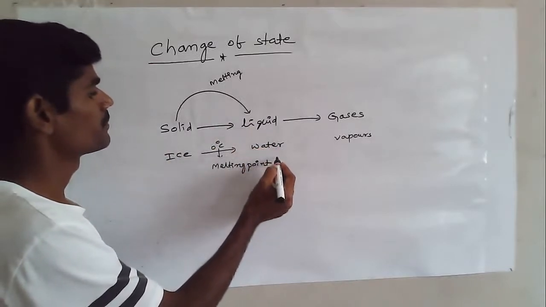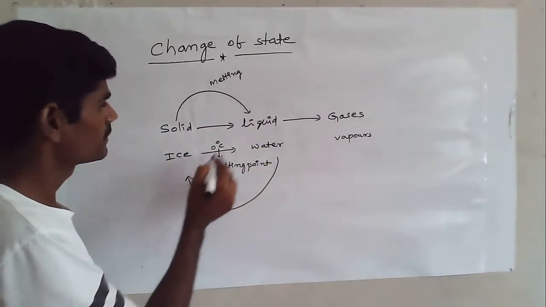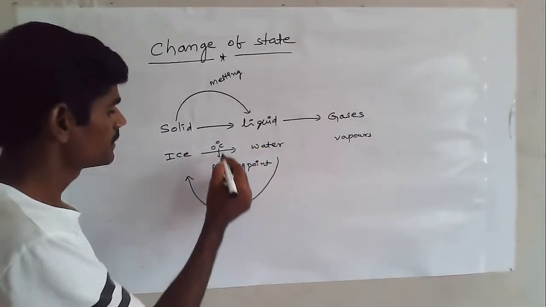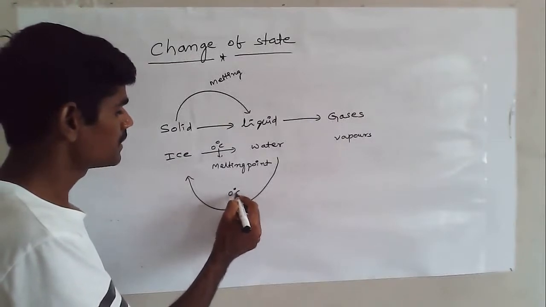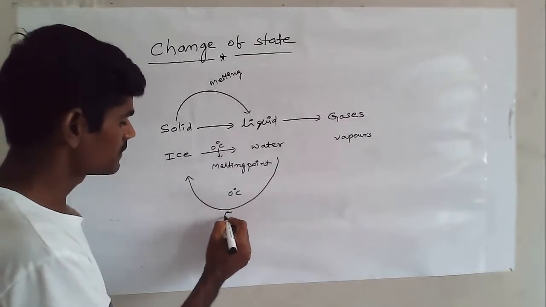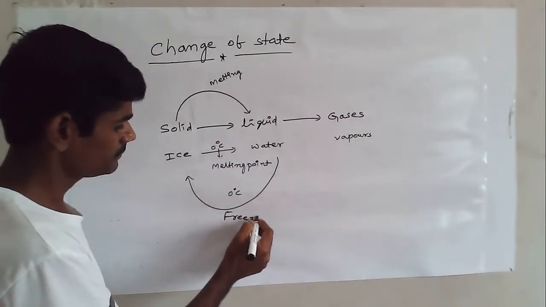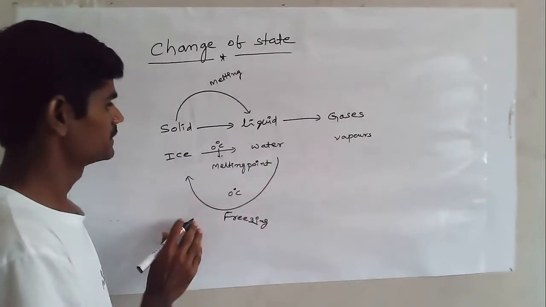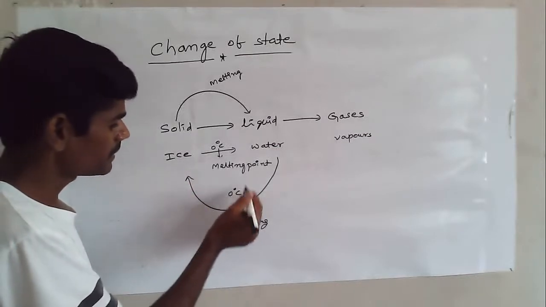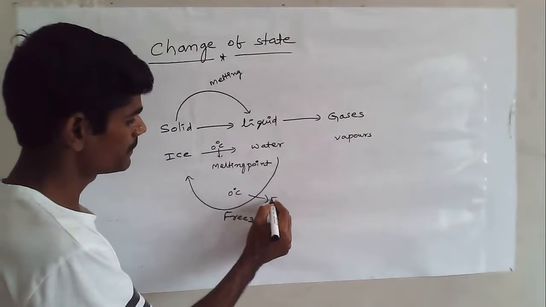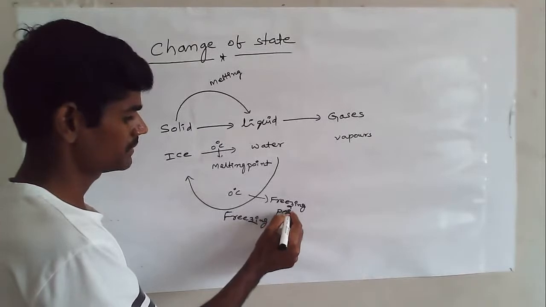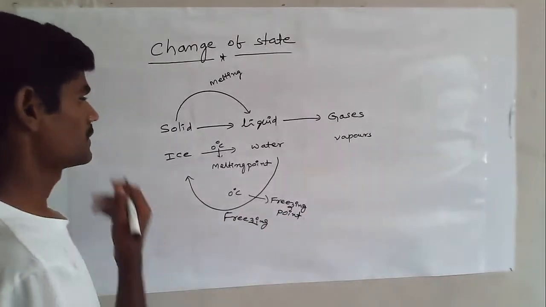In the reverse direction, the liquid state of water converts into ice at the same temperature. This also occurs at 0 degrees Celsius. This is called freezing. The temperature at which water converts into ice is called the freezing point. Clear?